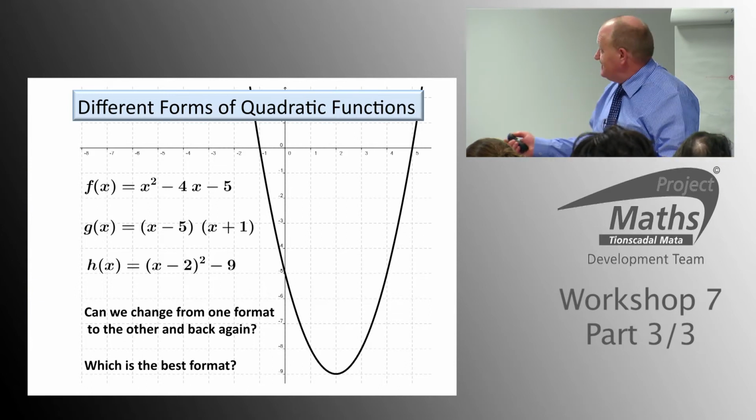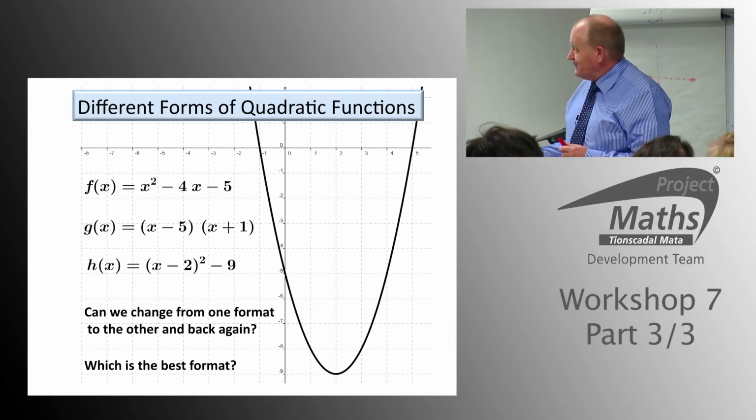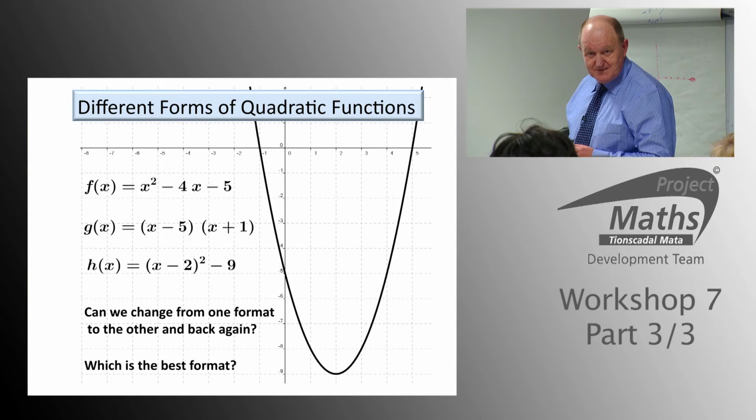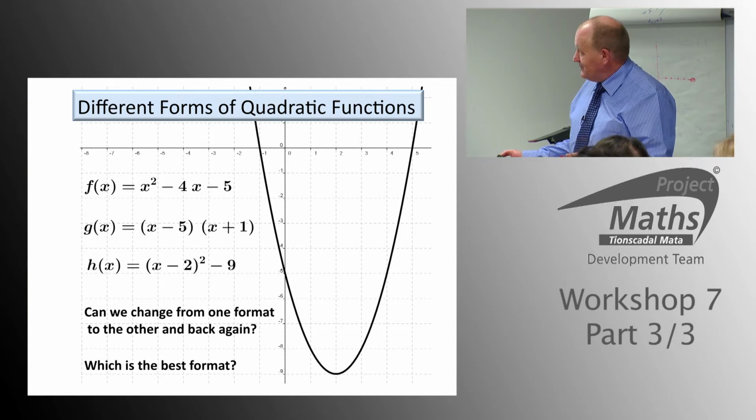It's very easy to get from there to there, isn't it? Factorize. It's easy to get from there to there by multiplying out. But here's the difficult bit. How do we get from here to here?